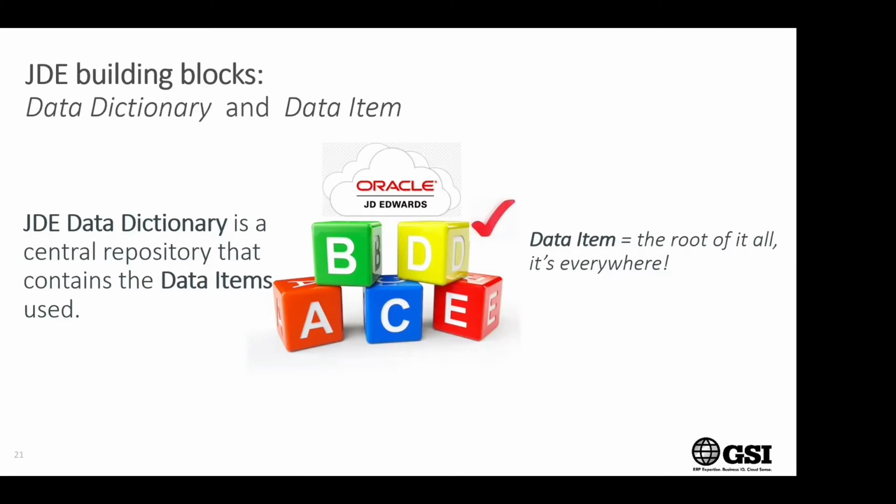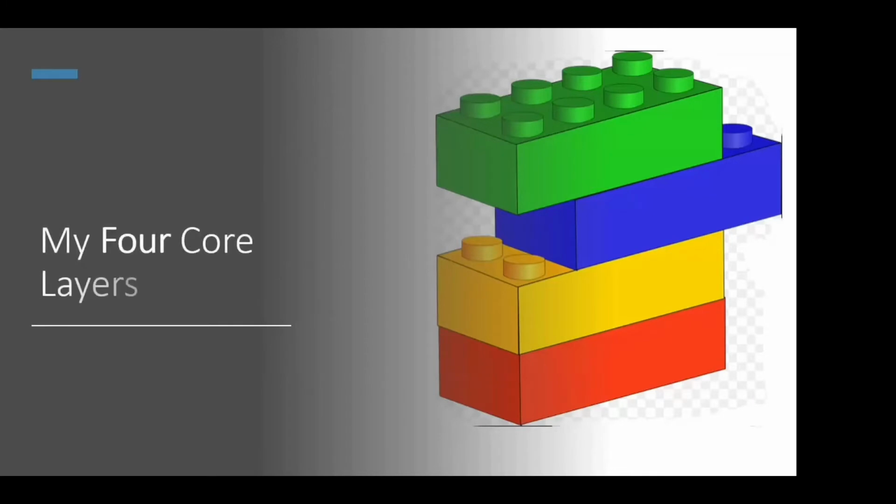It's like if you're developing, you're on a green screen, or if you are in our interactive application, even reporting files, business view, you will see data items. Okay, so what I'll do is I'll try to use again Lego bricks to showcase the 4 core layers that I thought would be important for us to kind of see and understand what's under the hood within JD Edwards.